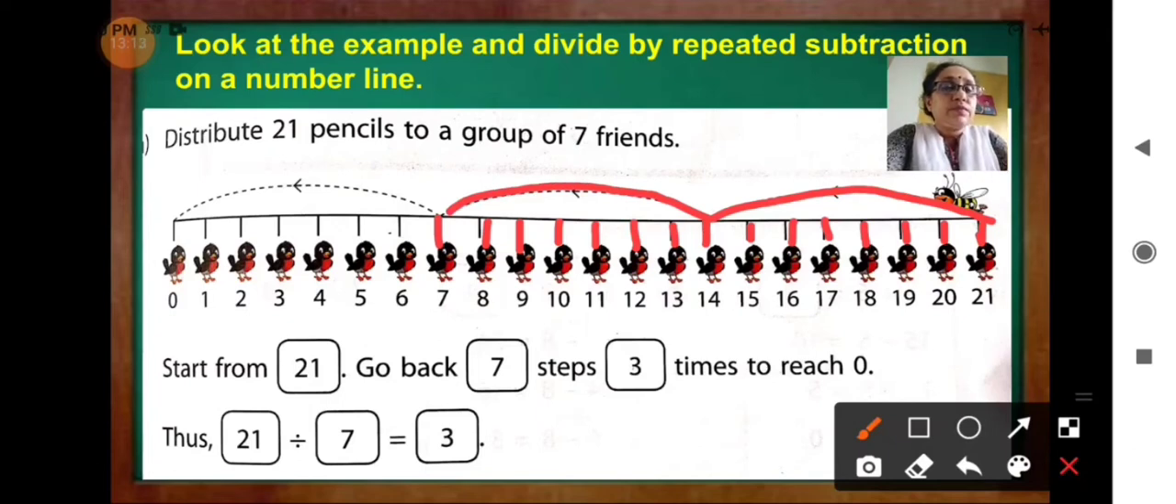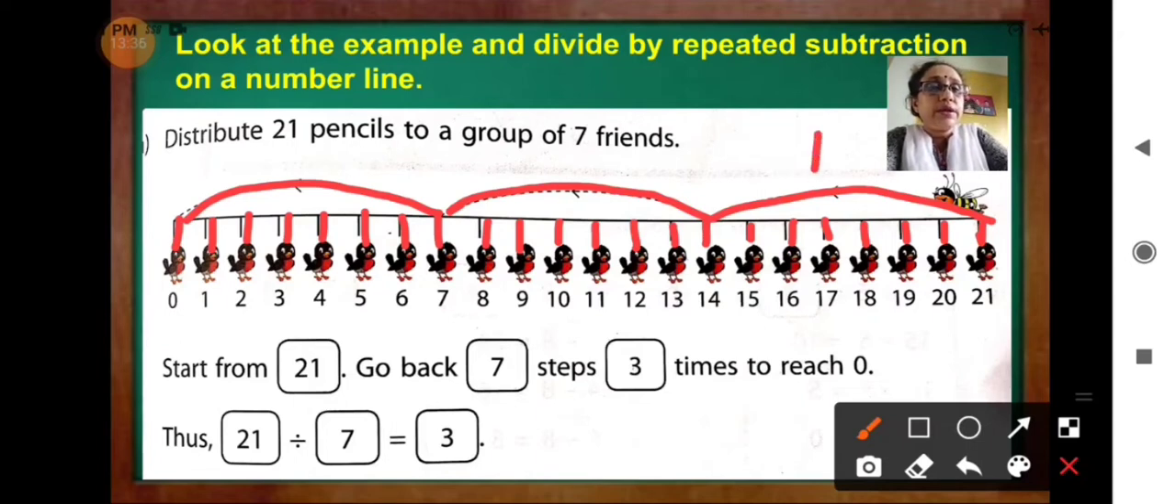Now again draw this line. Done? Now again from this 7, go back 7 steps. 1, 2, 3, 4, 5, 6, 7. Now again draw this line. Now you have to see how many times you have jumped to reach 0. 1, 2, 3. Start from 21. Go back 7 steps, 3 times to reach 0.